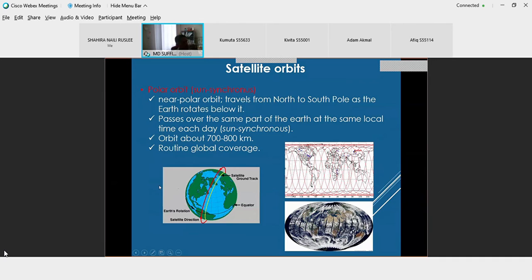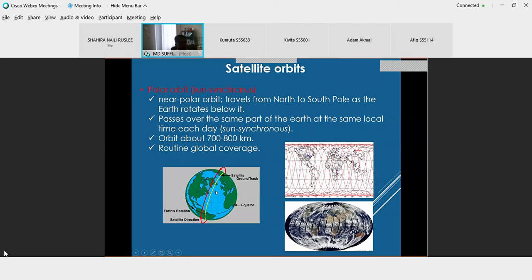And then polar orbit sun synchronous. So dia akan orbit daripada north or south. Near polar orbit, travel from north to south pole as the earth rotates below it. So dia akan bergerak mengikut pergerakan matahari. Sebagai contoh kalau kawasan di Malaysia, dia akan capture during the daytime sahaja.